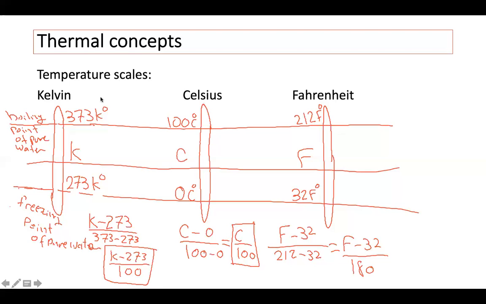The same goes for the Kelvin. 100 degrees Celsius equals 373 Kelvin. 0 degrees Celsius equals 273.